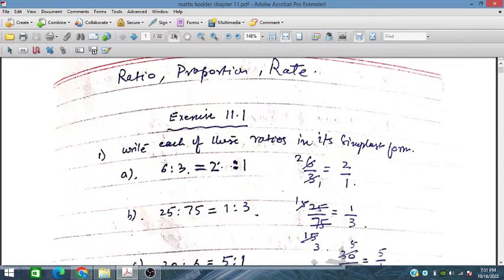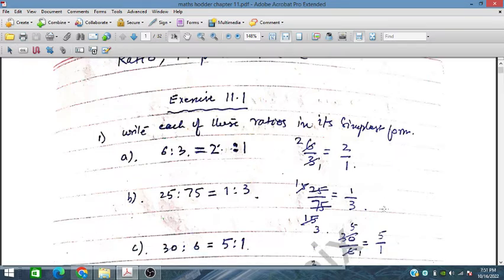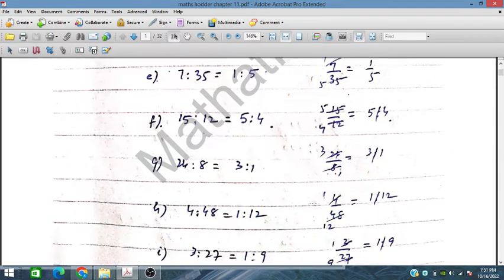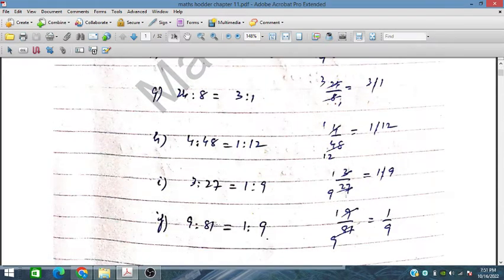Some of the ratios have to be written down in their simplest form. 6 to 3 has the same ratio as 2 to 1. Similarly, for 25 to 75 we have a ratio of 1 to 3. And for others, for example, this 9 to 81 is 1 to 9, because 9 divided by 81 is 1 to 9. So this is the simplest ratio.